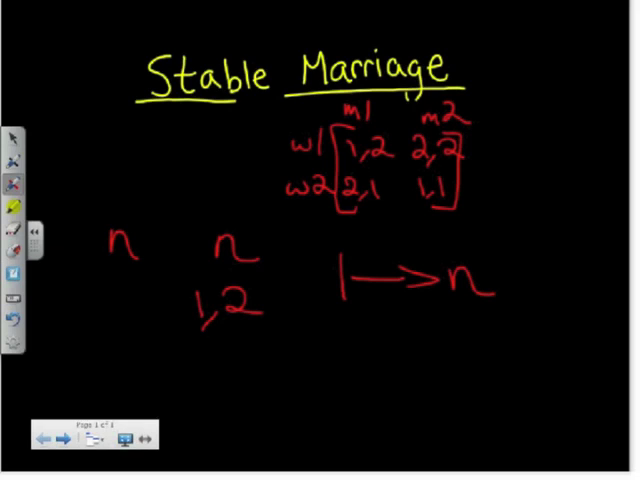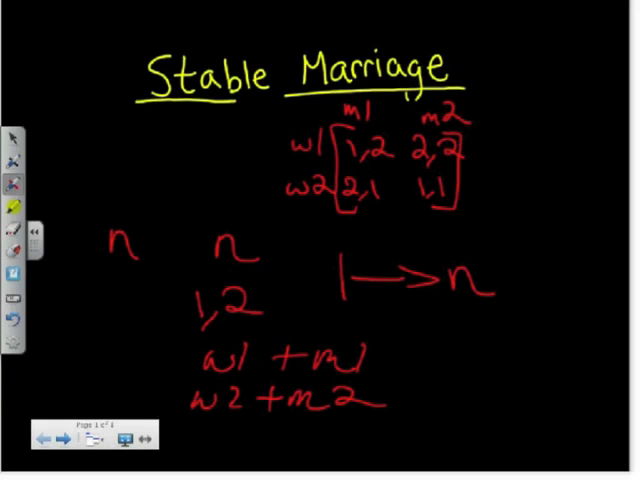Now, the definition of a stable marriage would mean that in each couple, each spouse would not want to leave the other for another one in a different marriage. So an example of that would be woman 1 and man 1, woman 2 and man 2. Woman 1 chose man 1 as her first choice, right? So she is satisfied. And woman 2 chose man 2 as her first choice. So she is satisfied.